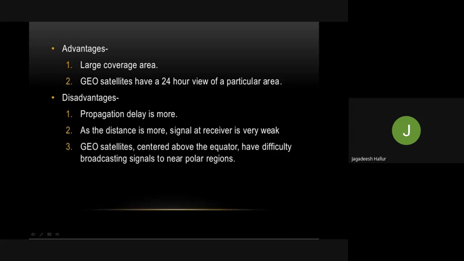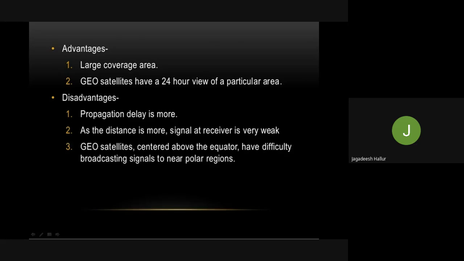Next, what are the advantages of geostationary satellites? It covers a large coverage area. It means one satellite will cover 1/3 of the Earth, the second satellite will cover 1/3 of the Earth, and the third satellite will cover 1/3 of the Earth. So the three satellites are going to cover the whole Earth. So geostationary satellites are used for a large coverage area.